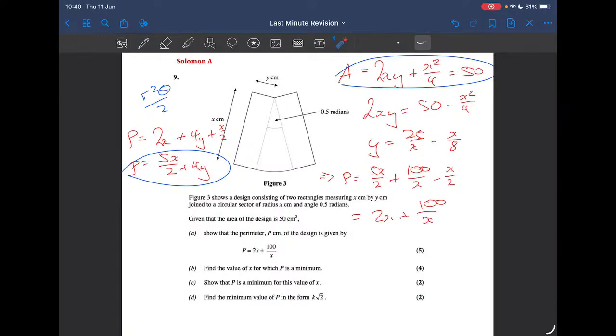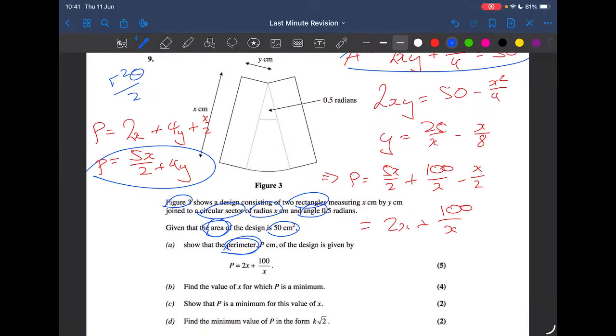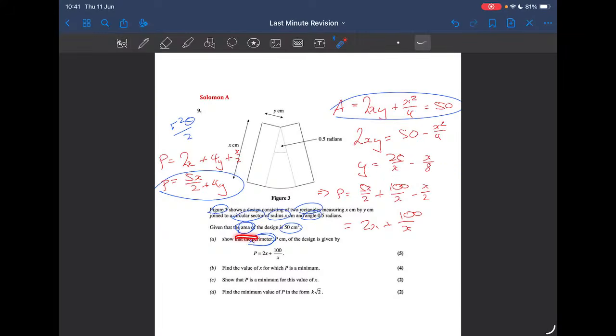Not too bad, yeah? So area, perimeter, they told you a value for the area. If you're unsure, just go and circle the bits you have. Area, perimeter. What nouns have they told you? Figure 3. So you've got 2 rectangles. And mathsy nouns: circular sector, radius, angle, area, perimeter. You've got numbers, 50. So we have area is 50. Area equals 50. That's what it means in terms of maths.